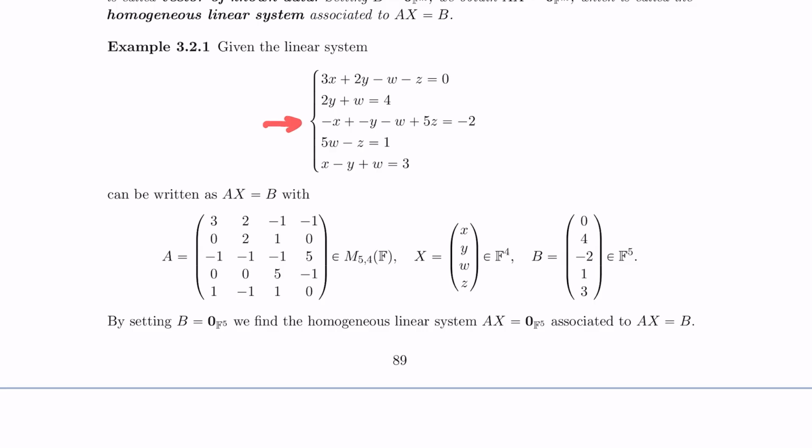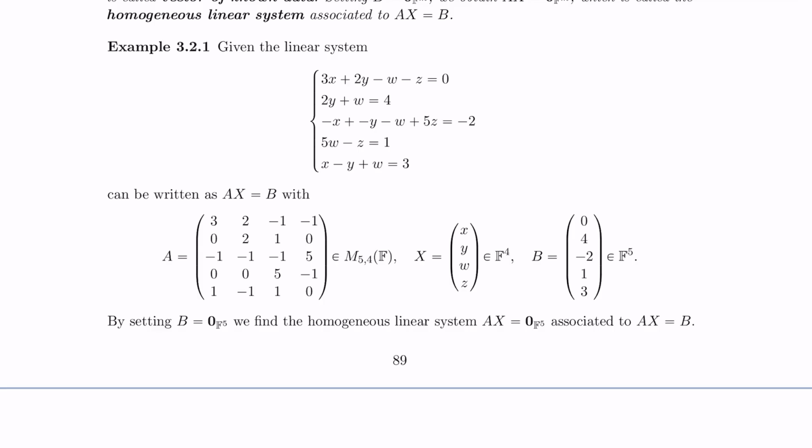This is a linear system with 5 equations and 4 unknowns, x, y, w, and z. To write the matrix form of this linear system, we first need the coefficient matrix, which is obtained by introducing in an ordered fashion the coefficients of the unknowns. Pay attention to the fact that when an unknown doesn't appear in an equation, for example, the second one, then the corresponding entry in the matrix is 0. For example, here we don't have x, and so the entry corresponding to the coefficient of x must be 0. Same for the coefficient of z.